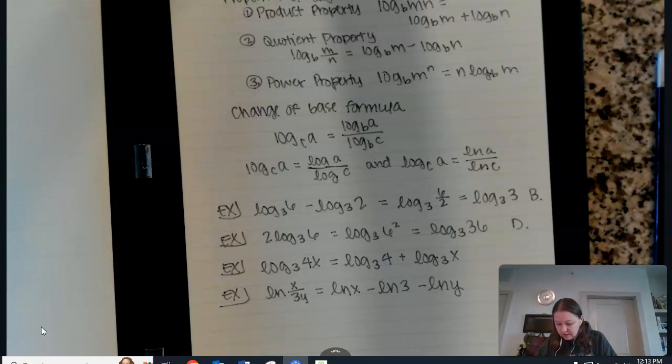What's the next section? In 23 through 30, it says condense your log expression. So you're just doing the same thing, but backwards. Do you even have to do any of the change of base in these problems? I don't think so.